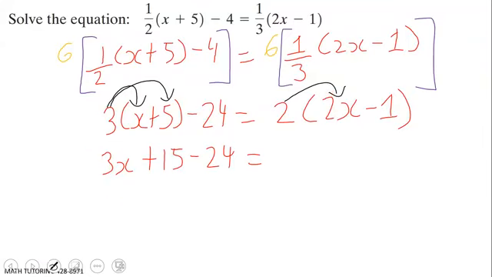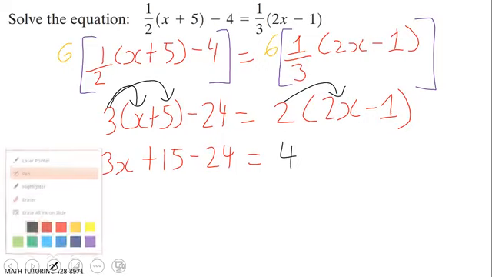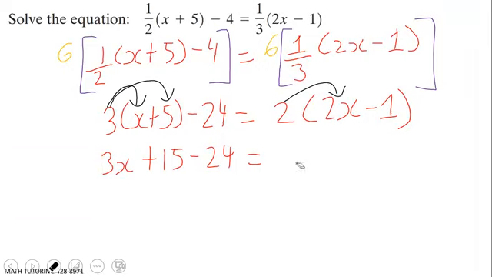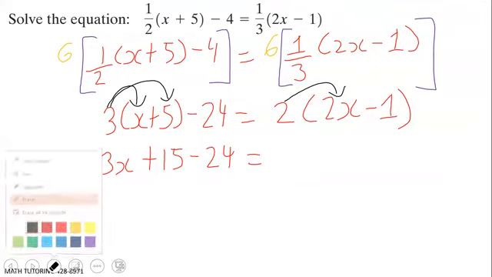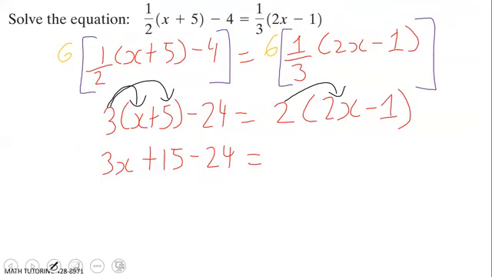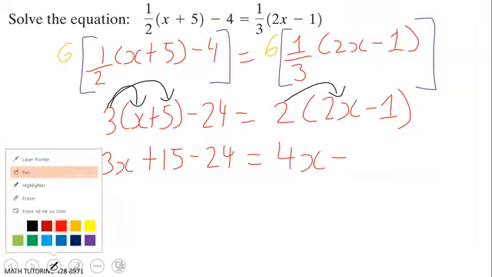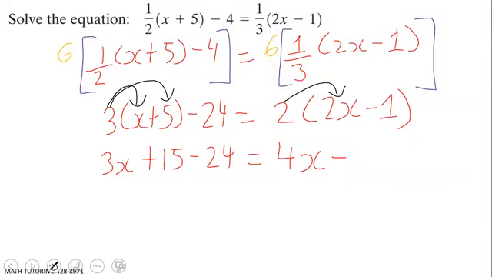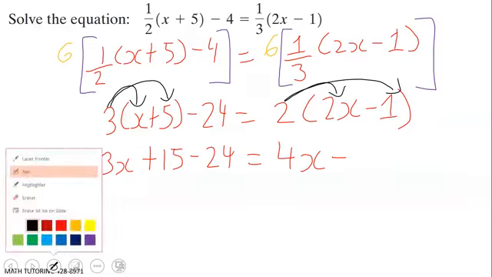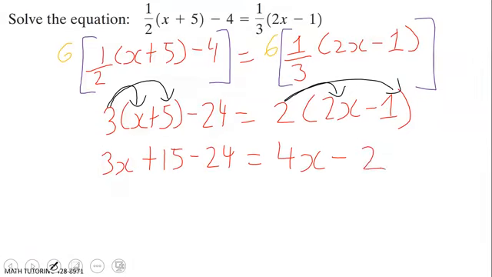So we have 4x. Oh, let's use red. Make sure we have red. So we have 4x minus what is 2 times 1? 2 times 1 is indeed 2. So we have what? We have 2.